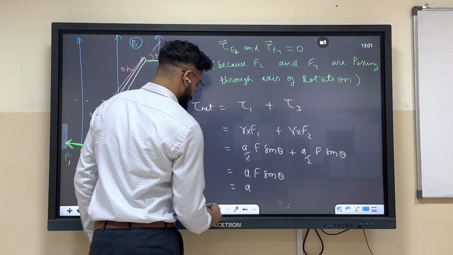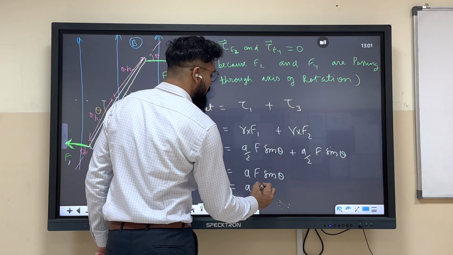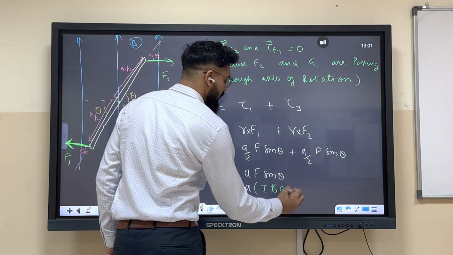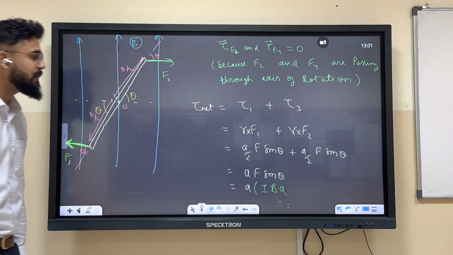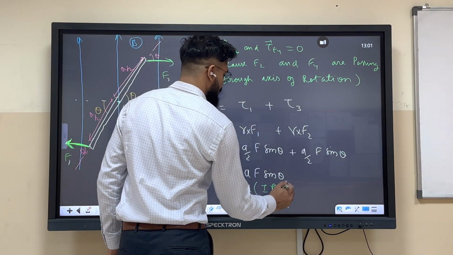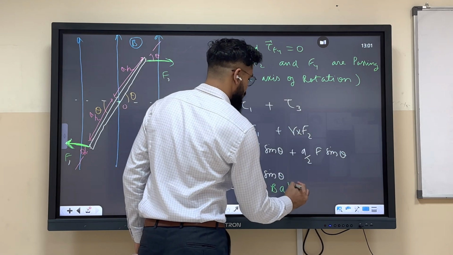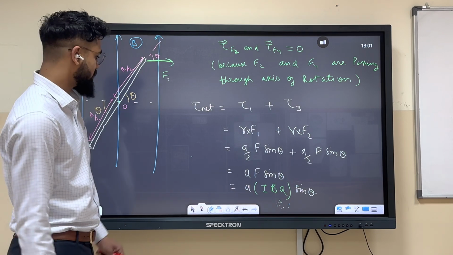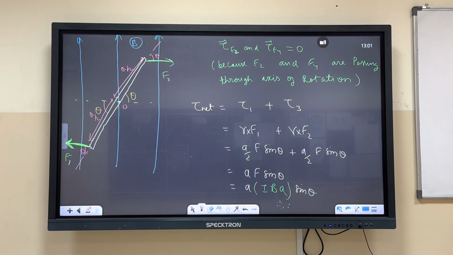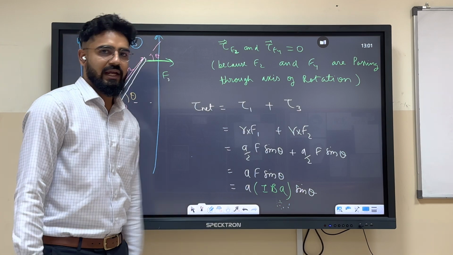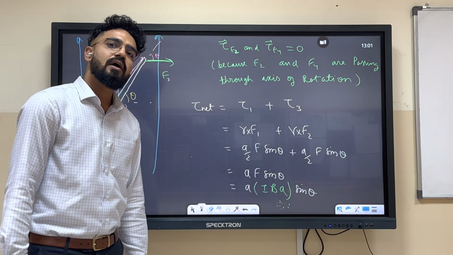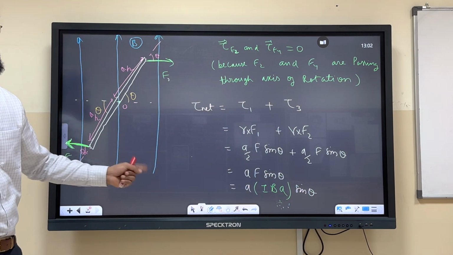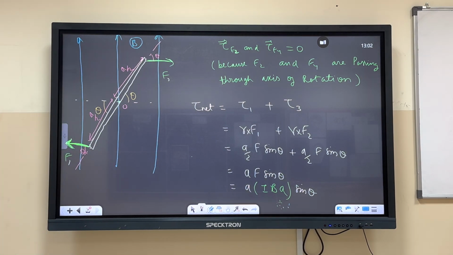What was F? Can you recall it? I B A. Yes or no? Correct? Okay. So into sin theta. ठीक है? A into A, it will be A square, which is area. Area into I, it will be magnetic moment. So that's how M B sin theta was coming, and torque will be written as M cross B.